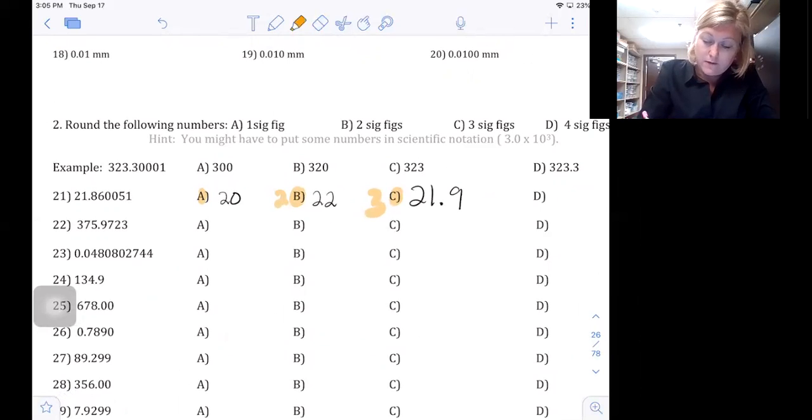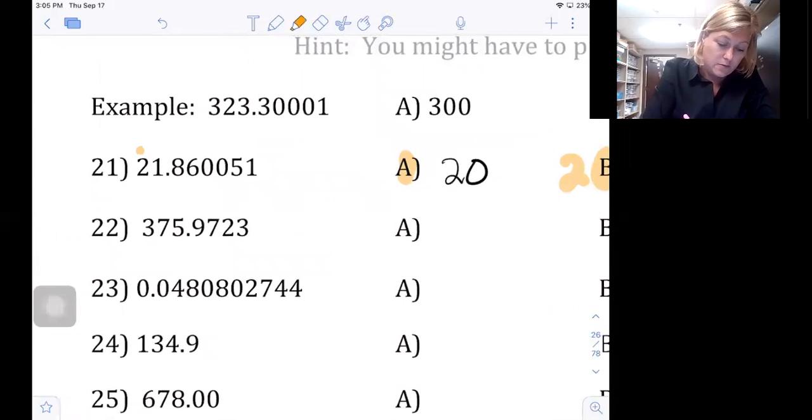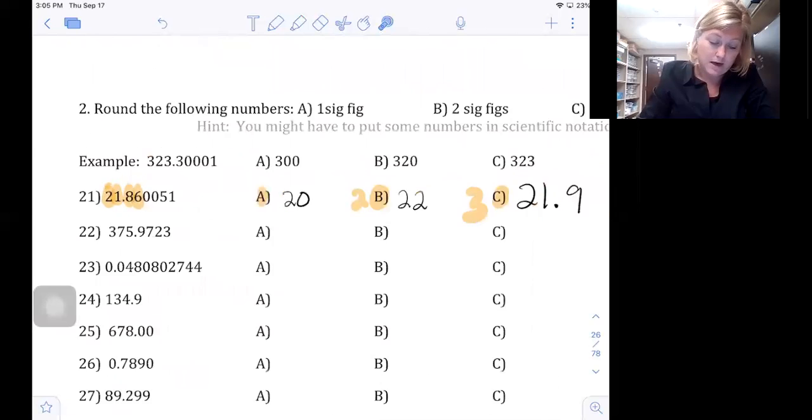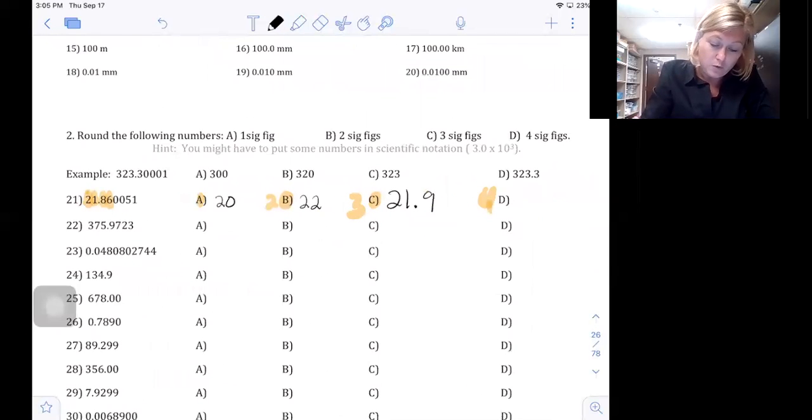All right, now the last column. If you said we need 4 sig figs, you're right. So I'm going to do 4 sig figs. So I'm going to go 1, 2, 3, 4. I look at that 0 behind the 6 after the first 4 significant figures. What does that 0 do to the 6? And the answer is nothing. And since it's not a 5 or higher, it doesn't round it up. So my answer now will be 21.86.